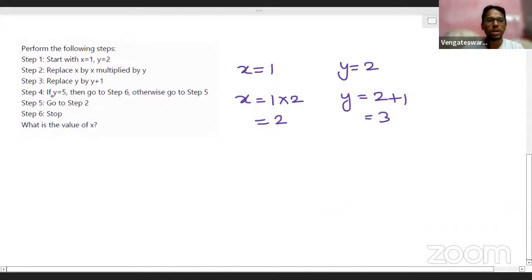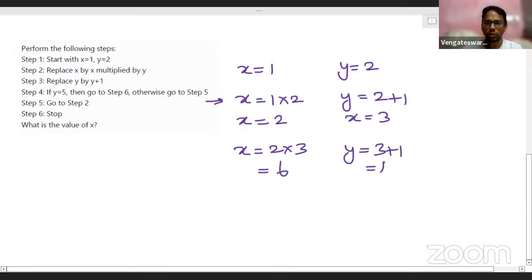Step 4 says if y is 5, then go to step 6. Otherwise, go to step 5. Now y is not 5 for us. Y is 3 only. Is it or not? Yes. This is x and this is y. Y is 3 for us, which means we'll have to go to step 5. But step 5 says go to step 2, which means we go through this process again. That means again I take x as x multiplied by y, which means 2 threes are 6. You understand that? Fine? And y will become y plus 1, which is 3 plus 1, which is 4.